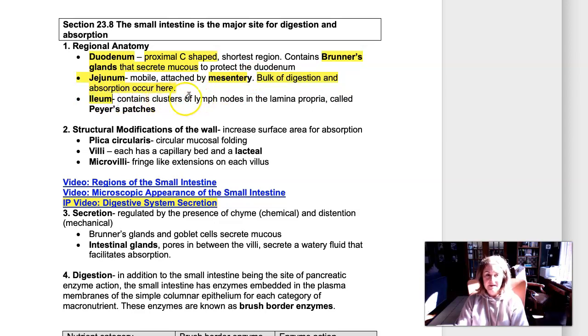And this is where we can see all of those clusters of lymph nodes in the lamina propria. Those are known as Peyer's patches. A Peyer's patch would just be a little collection of lymph nodes within the lamina propria.